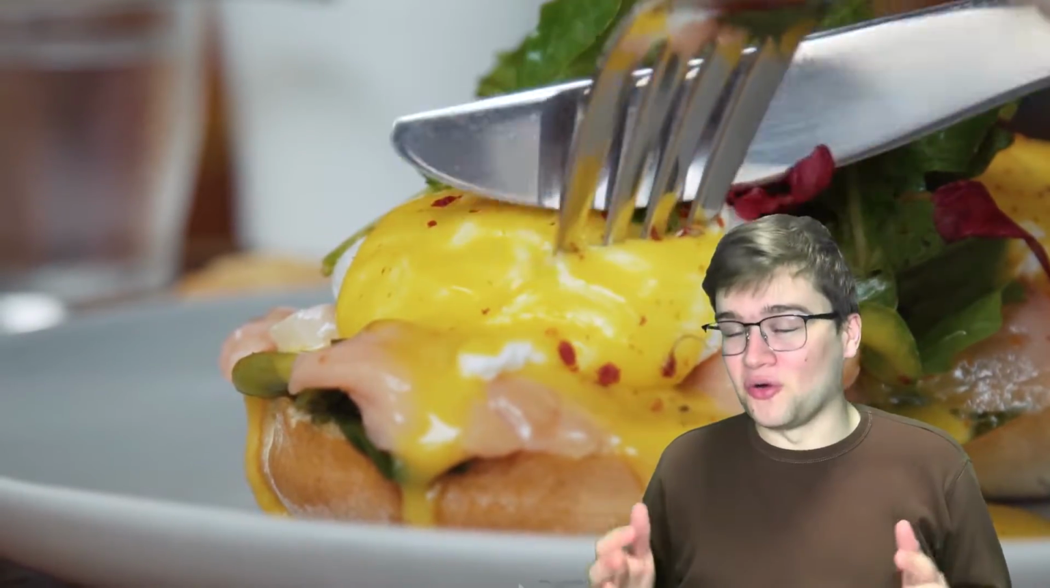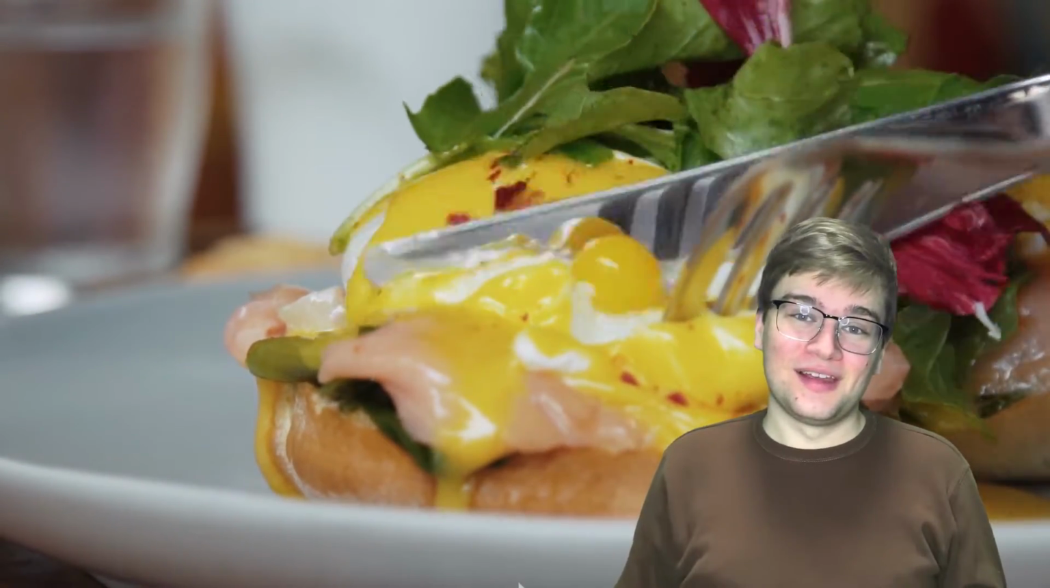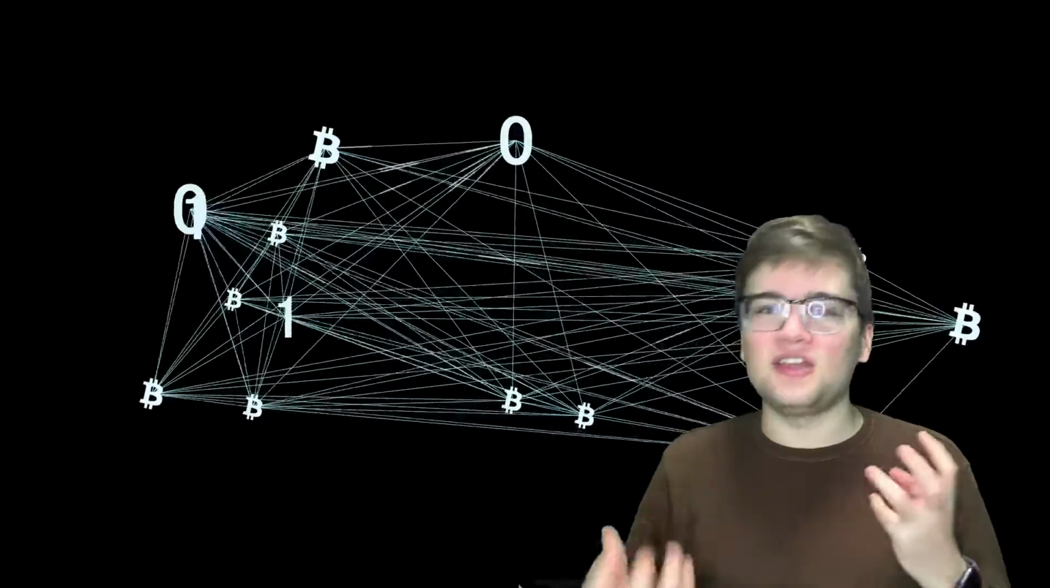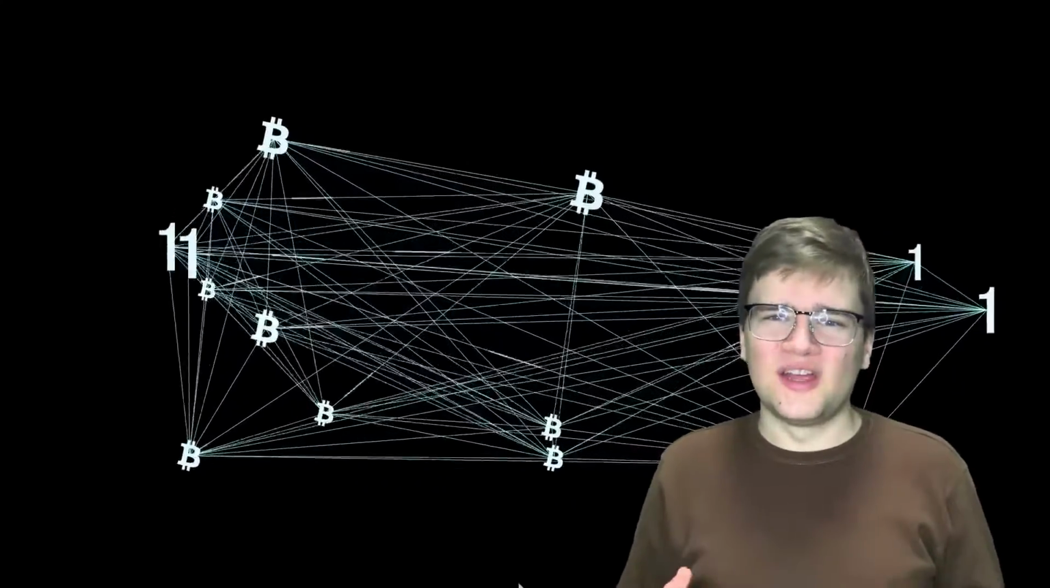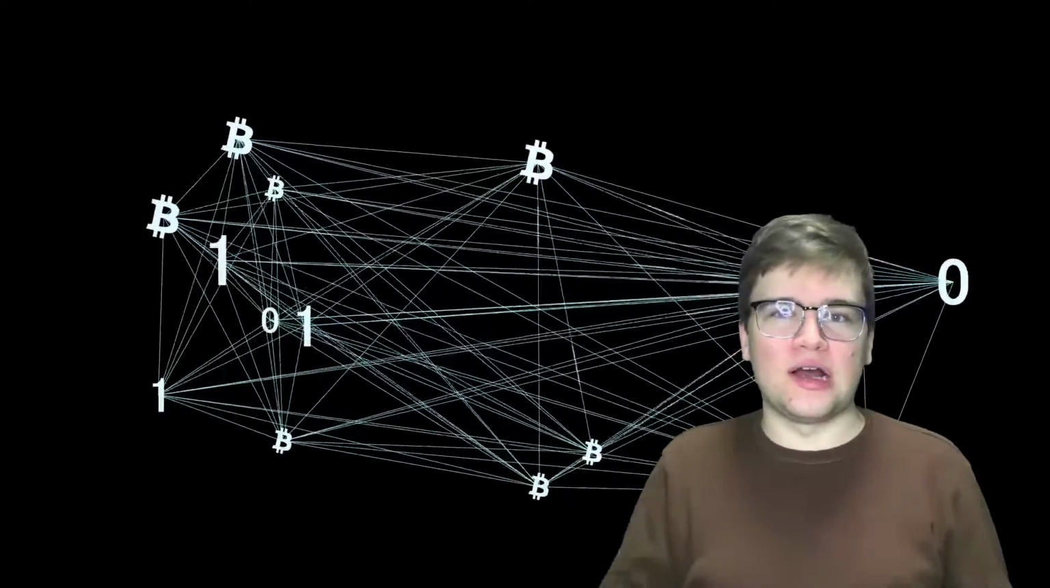A lot of you ask about forks in Bitcoin. What are they? What do they mean? And no, I don't mean dinner forks. These kinds of forks are changes in the blockchain itself, changes in how Bitcoin operates.